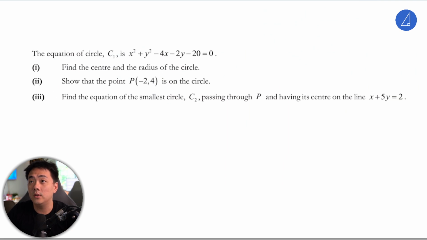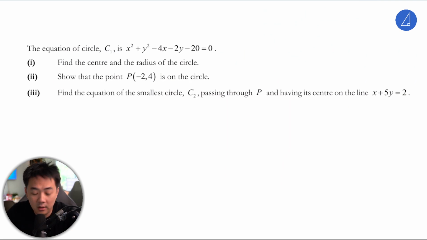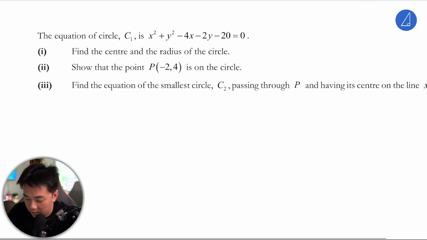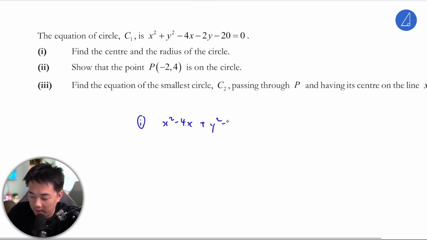Hi students, let's look at this question here, which is on the equation of circle. We're given that circle C1 is in this form: x squared plus y squared minus 4x minus 2y equals minus 20. Find the center and radius of the circle. The first thing is, usually I don't really like to use the formula. I just like to complete the square.